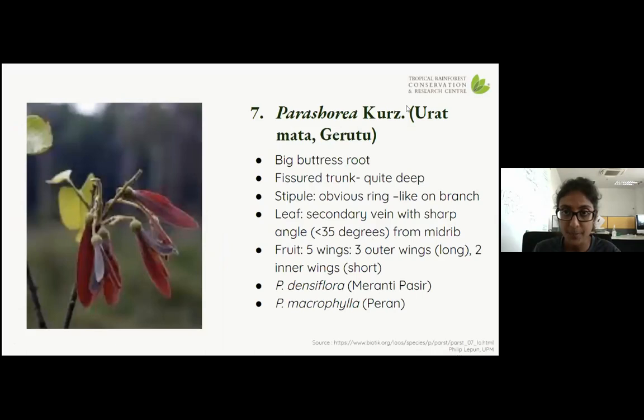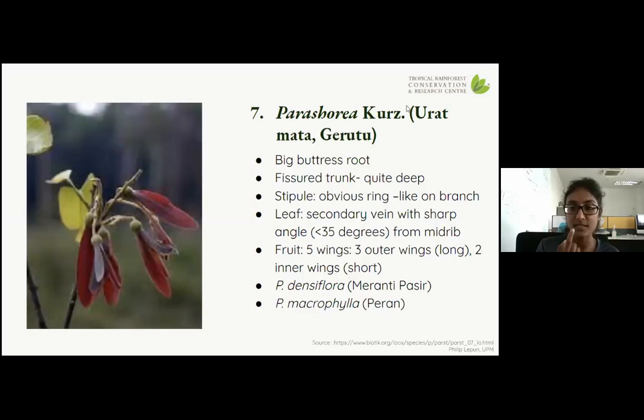Okay, next genus is Parashorea. Parashorea trees have big buttress roots and the trunks have this fissured texture, and this is deep fissured texture. So they are deep cuts into the tree trunk. The stipules, the guardian of the leaves, when they drop, they form obvious rings on the branch.